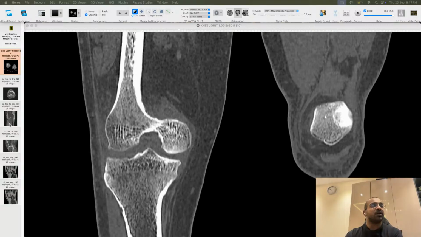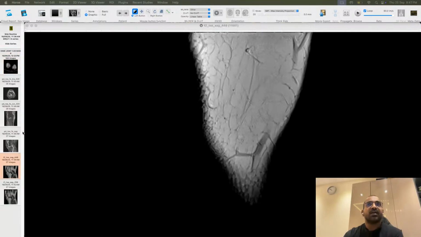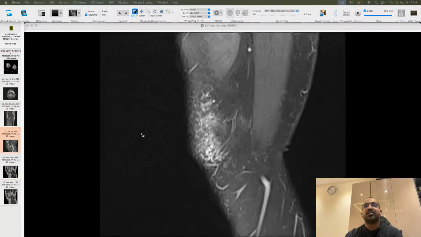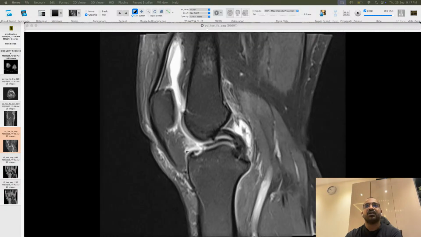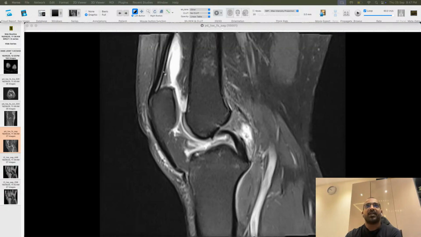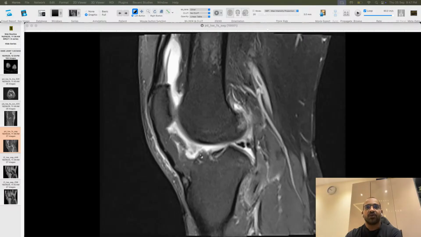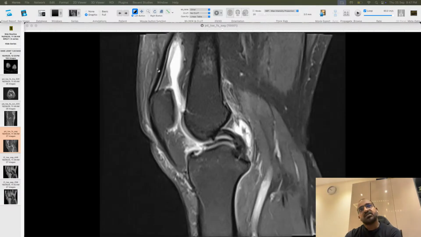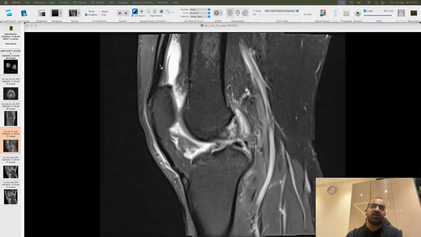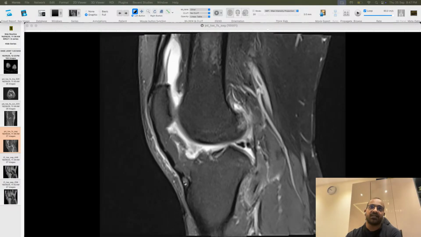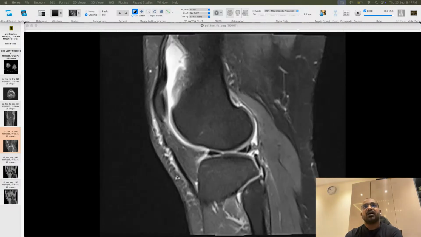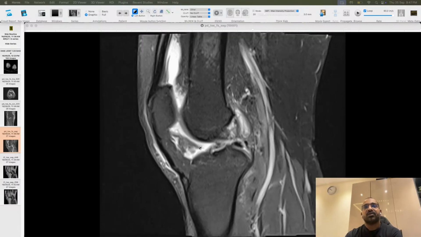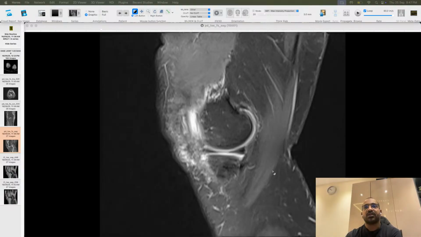So I'm going into the PDFS image, sagittal. Sagittal PDFS image. What is there? There is moderate joint effusion with the fluid extending into suprapatellar bursa. There is tendinosis seen within the quadriceps tendon and also the distal patellar tendon, with patchy areas of hyperintense signal, tendinosis. So this is about the moderate knee joint effusion.